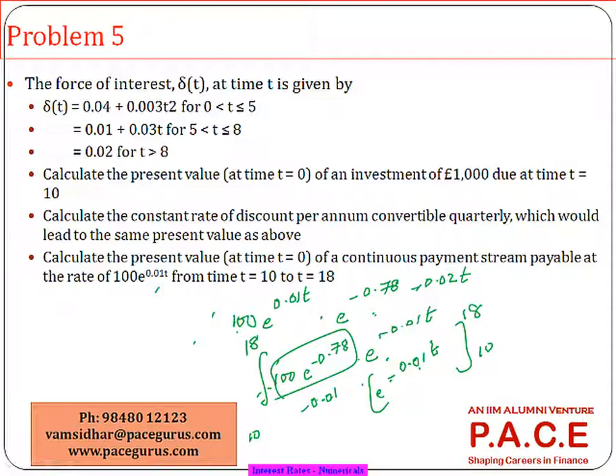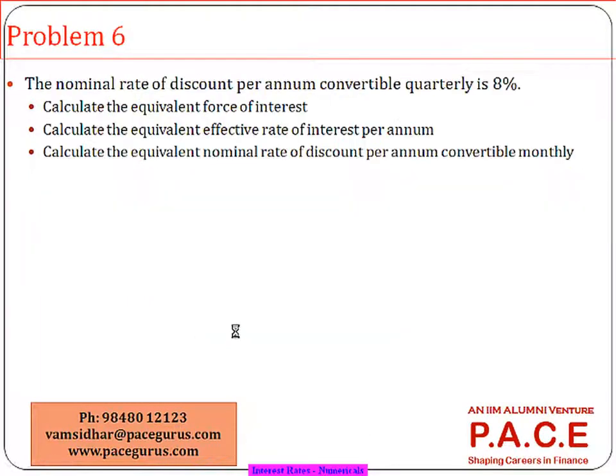As far as this chapter is concerned, the major thing is trying to solve the numericals associated with the continuous rate of interest, delta t, the force of interest kind of problem. Just to take one quick simple question: nominal rate of discount per annum convertible quarterly is 8%. What is the effective rate of interest on this?